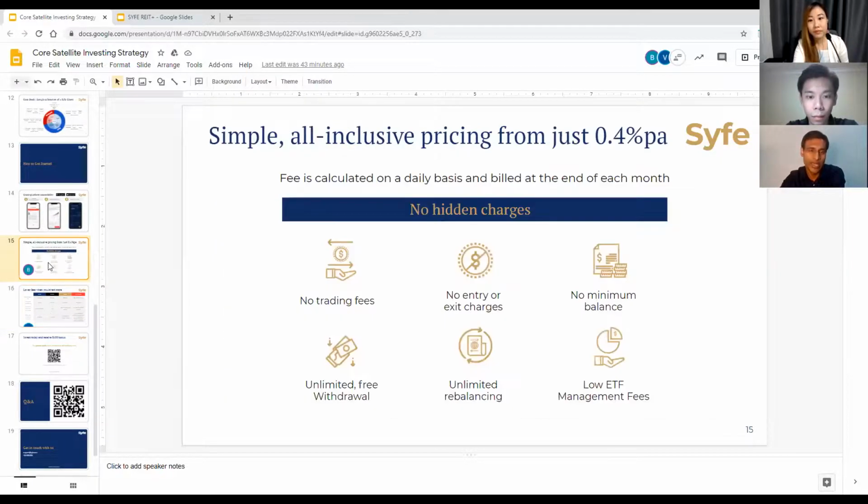And by the way, it actually covers everything. There is no trading or brokerage cost. All rebalancing is done free of cost. All dividends are automatically reinvested. There are no entry or exit charges. There is no lock-in period per se. If you want to switch from one portfolio to the other, yes, you can do it 100%, and there are no switching charges as well.